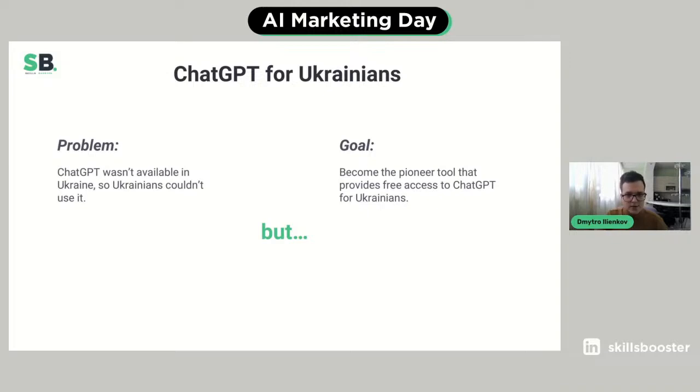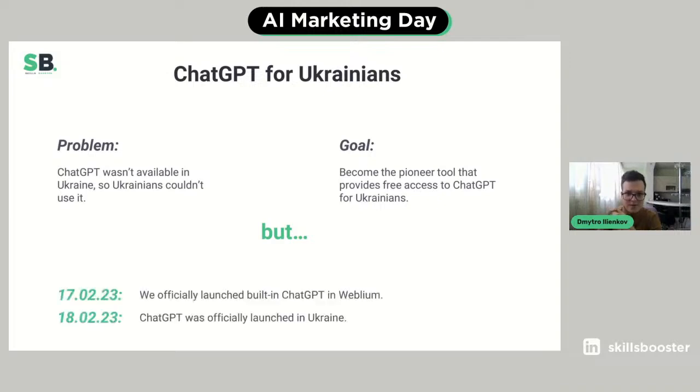When we started considering this option, we faced the problem that ChatGPT wasn't available in Ukraine, so Ukrainians couldn't use it. And the goal was to become the pioneer tool that provides free access to ChatGPT for Ukrainians. So Ukrainians can't open ChatGPT in a direct way, but they could do it in our tool. But on the 17th of February, we officially released ChatGPT in Weblium, our AI writing tool. And on the next day, ChatGPT was officially launched in Ukraine.